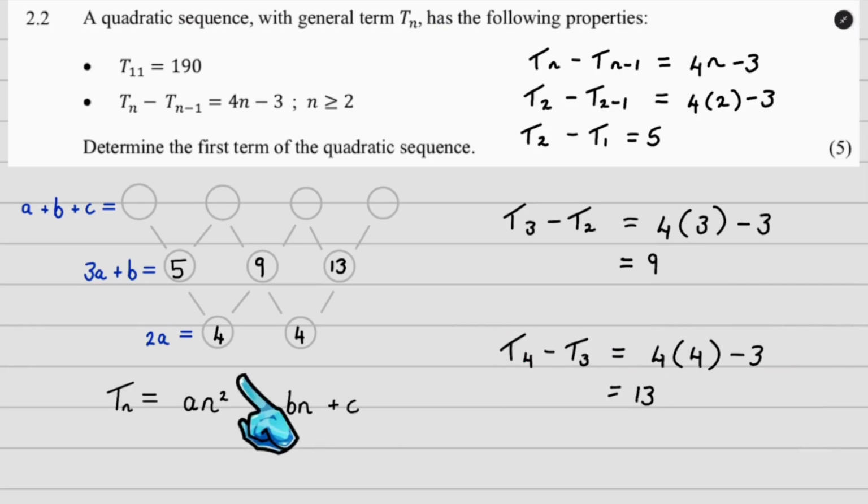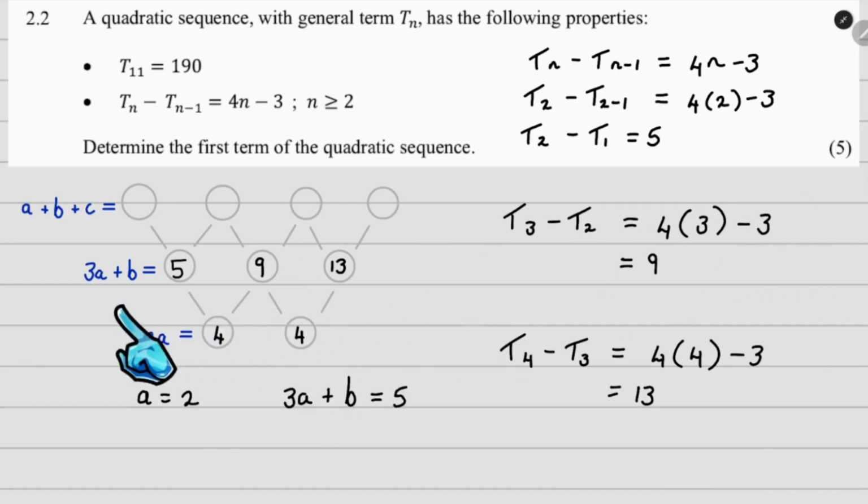Okay, and now this will enable us to solve for A as well as B to put inside of our quadratic formula, or quadratic equation, for quadratic sequences. So over here, I just divide both sides by 2 and A will be 2. And then 3A plus B will give me 5. And I put this A into this guy. So I put the 2 into A there and I'll solve for B.